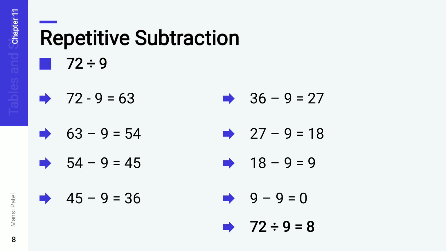So how does this 8 come? Do you know? Because we subtracted 9 8 times. Therefore, your answer is 8. Let us see another.